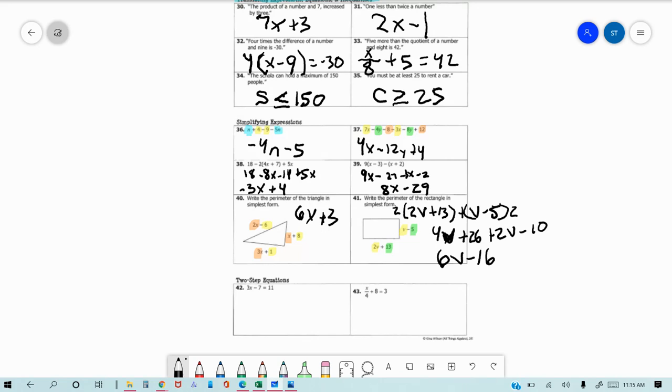Okay. Did we do this part down here? Okay, we'll go ahead and do that then. All right, so we just need to get our variable by itself. So we're going to add 7 to each side. So 11 plus 7 is 18. And we're going to divide by 3, which will be x is equal to 6.